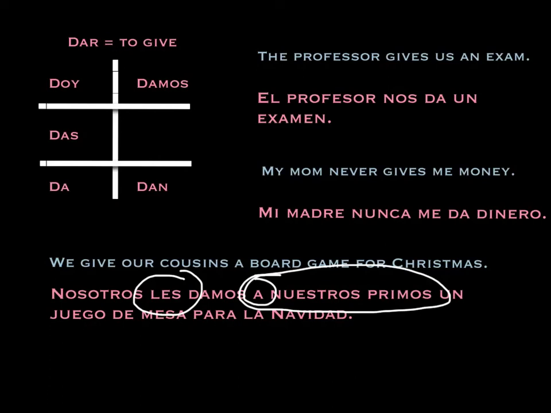So if we wanted to include it in our first example, how would we do that? El profesor nos da un examen. Well, we would just simply add a nosotros. The professor gives an exam to us. El profesor nos da un examen a nosotros. Just simply emphasizes the nos. Let's move on and see if you can do some of these on your own.